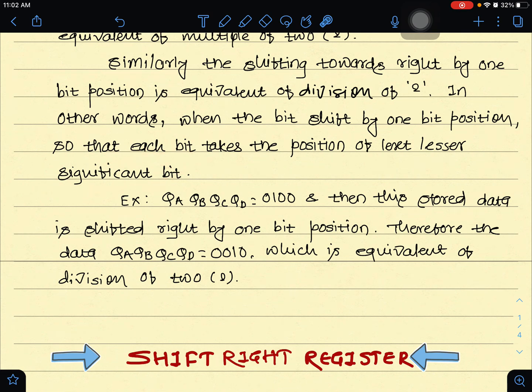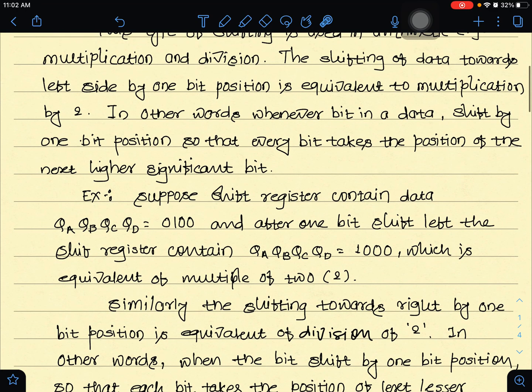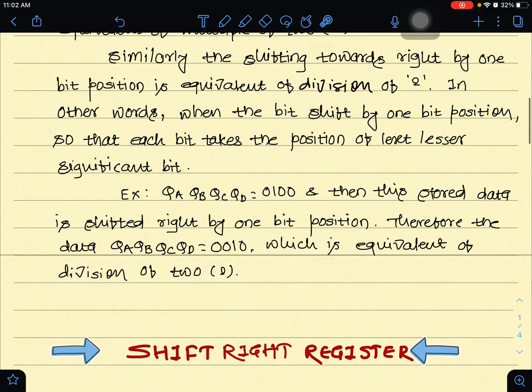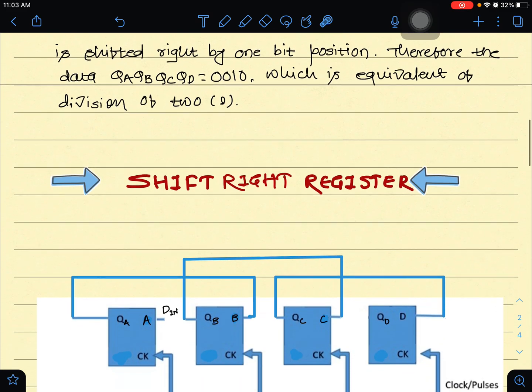Now see the example details. The data is the same as considered on the left side. But just one thing, when we add another bit towards the right side, that means shifting of data. The data present in QA is shifted to QB, QB data is shifted to QC, and QC data is shifted to QD. Focus on this one: this 0 is shifted in on the right side, not the left side, and our data will be 0010. We obviously see our position goes to the next lesser significant, which is equivalent to the division by 2.